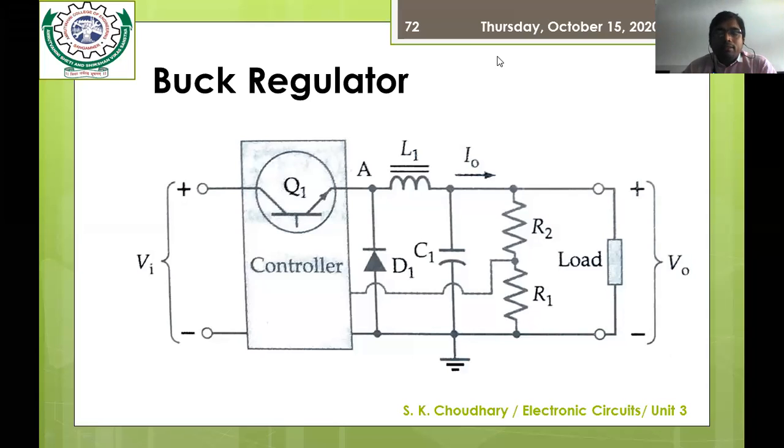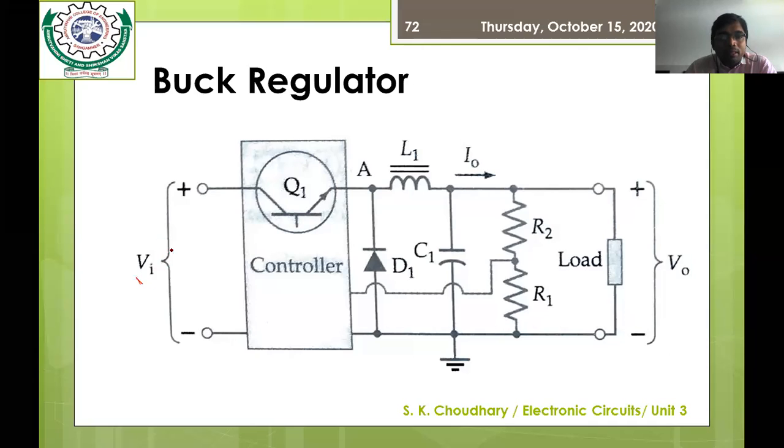Here you can see that whatever output voltage is obtained would be less in amplitude as compared to the input voltage. That's why it is also called a step down converter. The other name is buck regulator. Here we are discussing the DC power supply only.